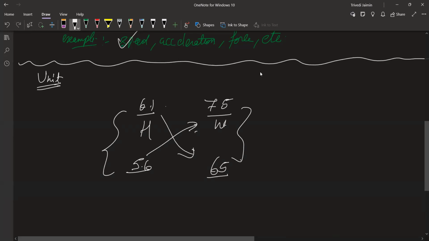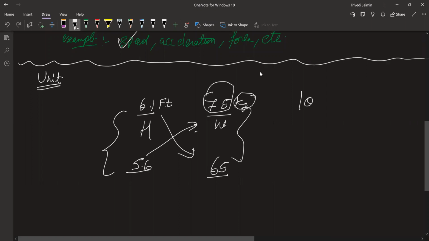Can I compare 6.1 to 6.5? No, sir, you cannot do it. I cannot. So how can I compare? It should be 6.1 feet and 75 kg. So this makes a meaning to this number.